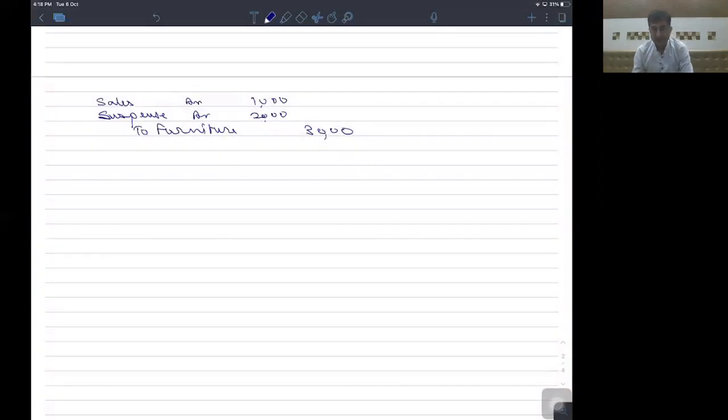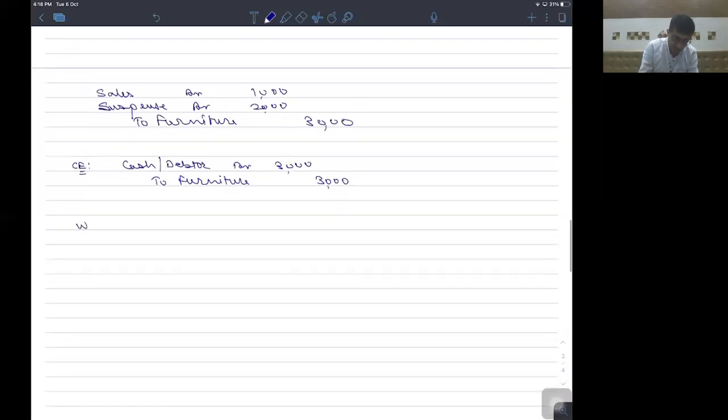Shruti, just observe the correct and wrong entry. My correct entry in this case should have been what? Cash or debtor debit 3,000 to furniture 3,000. My wrong entry in this case is what? Cash or debtor debit 3,000 to sales, because it is stated that it was posted to sales account as 1,000. So the mistake is not done in the recording, it is done at the time of posting the transaction. Did you people get that?